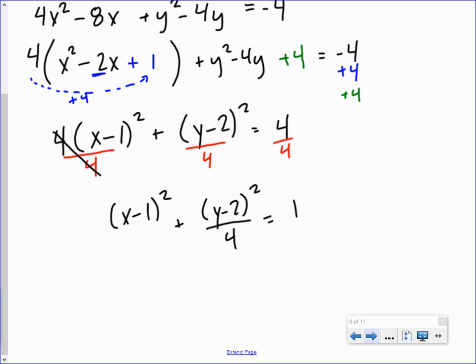Could you now start that whole process? Do you know what the center is? 1, 2. Do you know what the a value is? Well, a squared is 4, so a is 2. Do you know what the b value is? 1. B squared must be 1. Could you find c? Sure. This will be a vertical major axis, so it would look like an ellipse standing up.